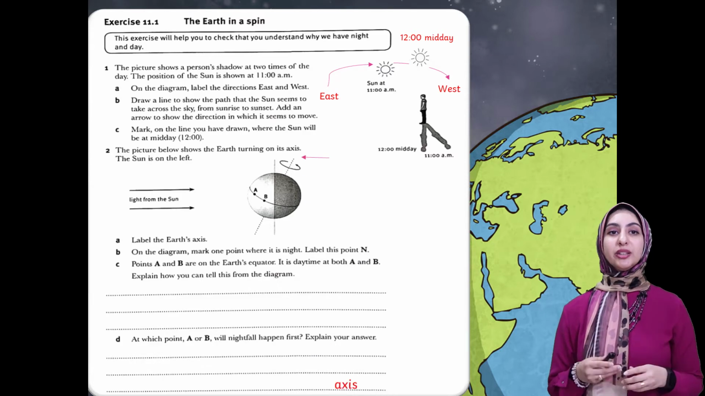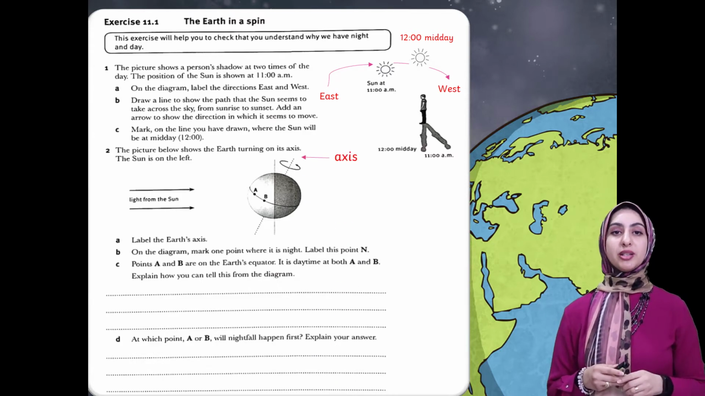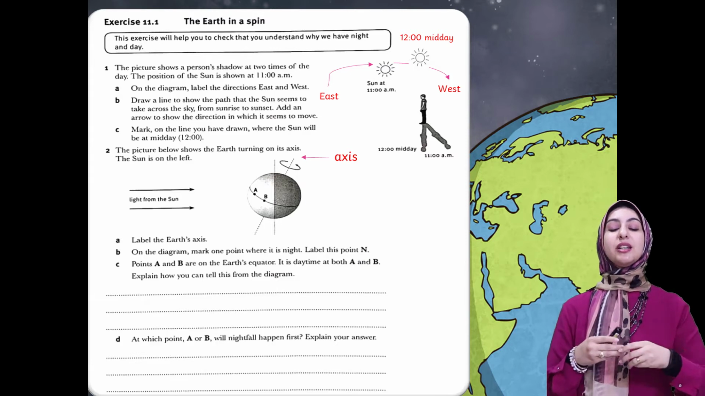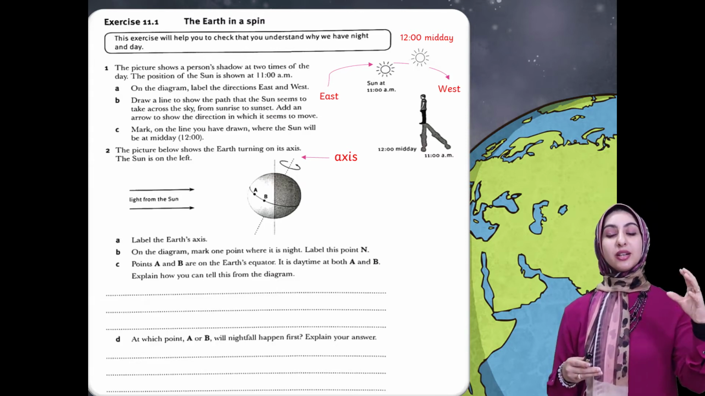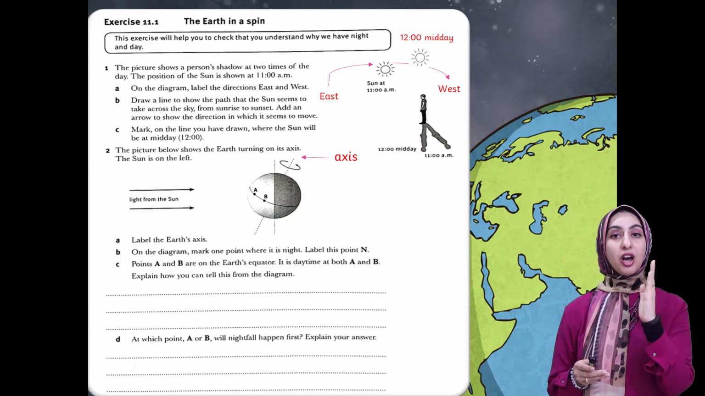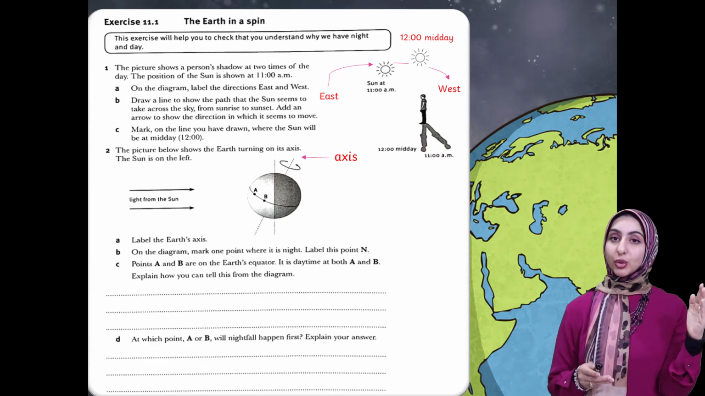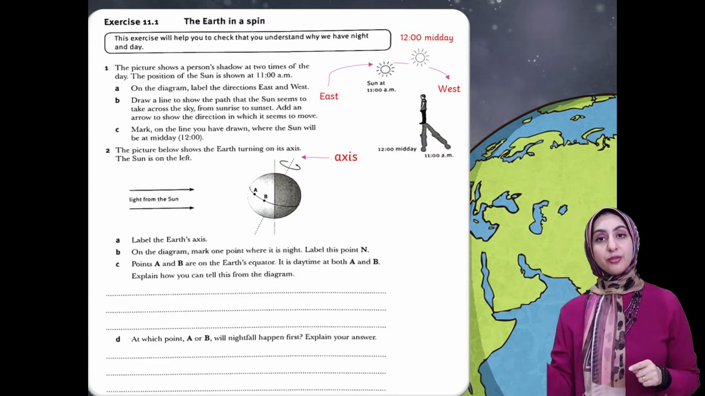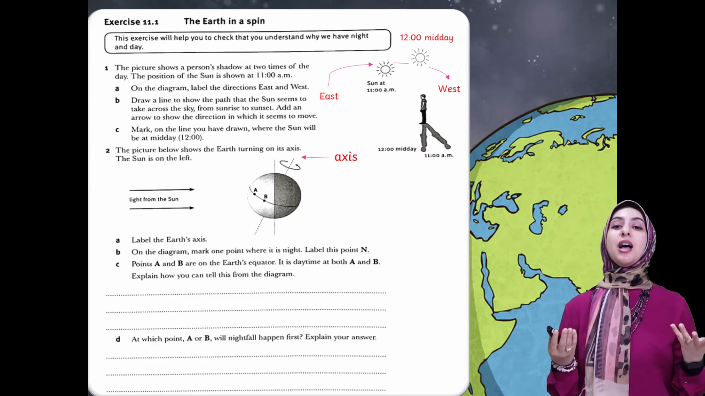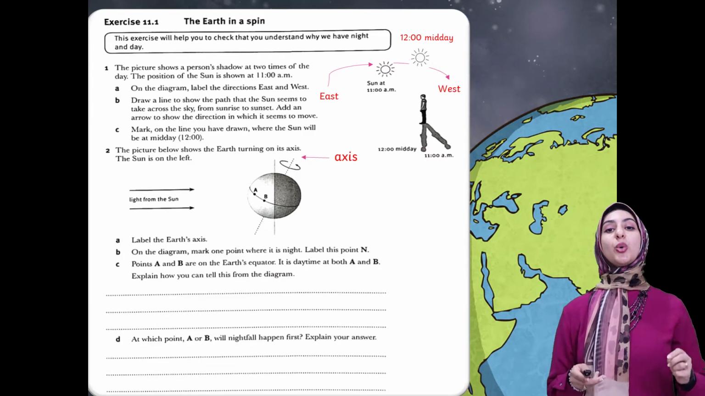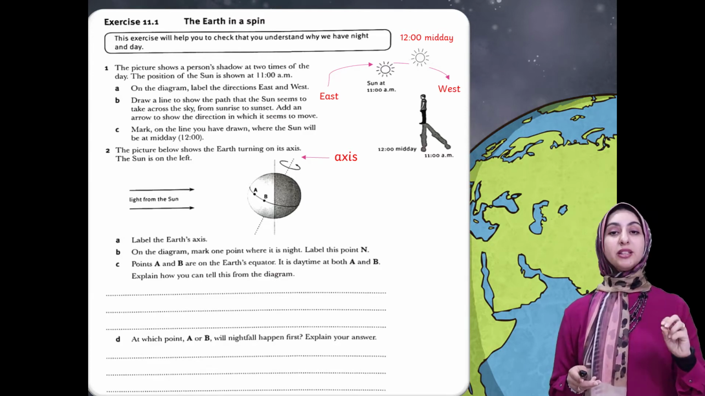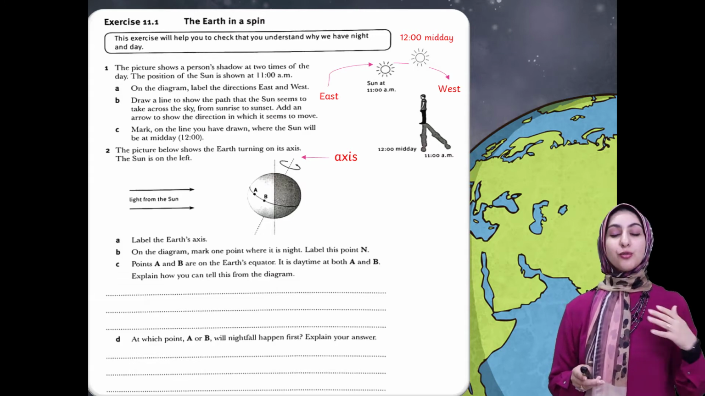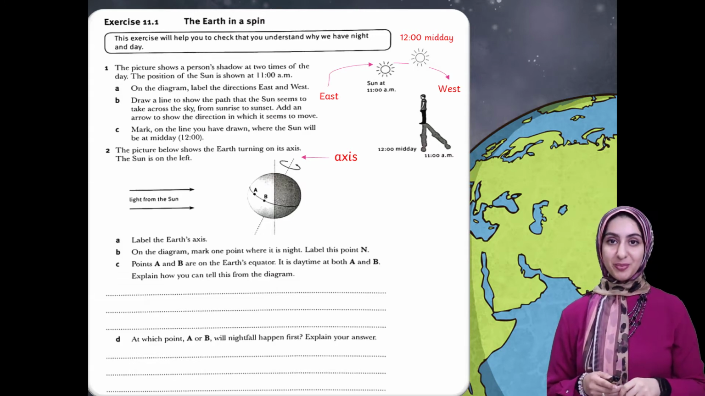Question B, on the diagram, mark one point where it is night, label this point N. As you can see here in the diagram, the sun rays come from the left, and the half of the earth which is facing the sun rays will experience daytime, while the other half which is away from the sun will experience nighttime, right? So you can put this point at any part on the half which is away from the sun. For me, I choose this point.